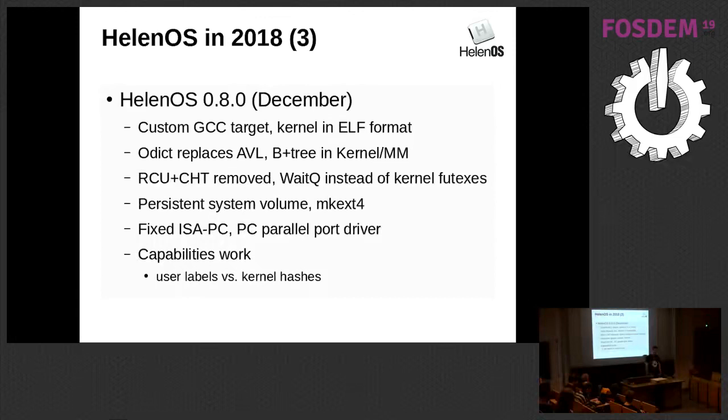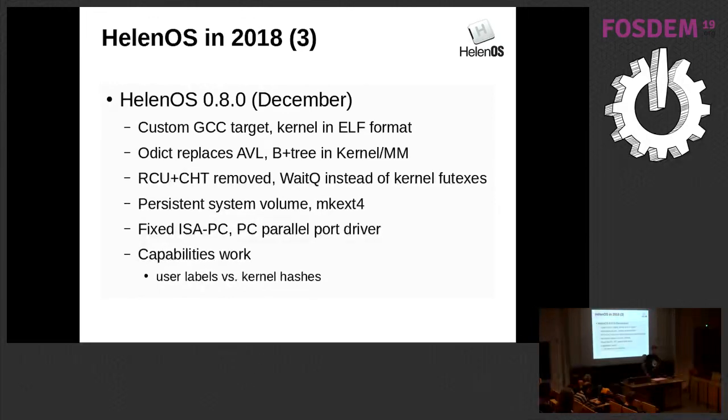Then in another release which happened in December, we switched to our custom GCC target, which already managed to slightly backfire. But other than that, it's a pretty good idea, because now we have the whole thing that builds HelenOS under our control, and there are no surprises in terms of what the compiler can do if we squat on the Linux target that we were using previously.